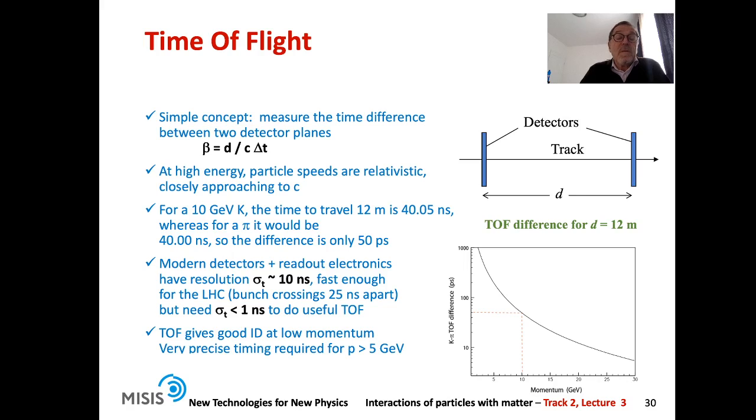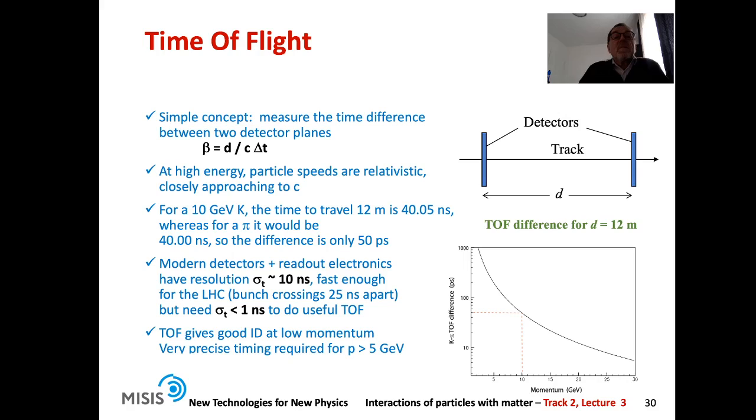Hence, for a 10 GeV kaon, the time to travel 12 meters, which is, I would say, the maximum distance for a realistic detector, is just 40.5 nanoseconds. For pions, it would be 40 nanoseconds, just slightly shorter. The difference between the travel time of kaon and pion is only 50 picoseconds.